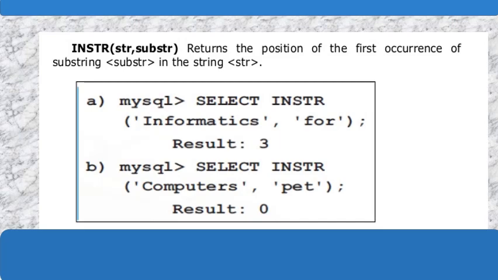Second example, select INSTR('computer', 'pet'). Here the string is computer and the substring pet is not there in the string. So the result will be 0.